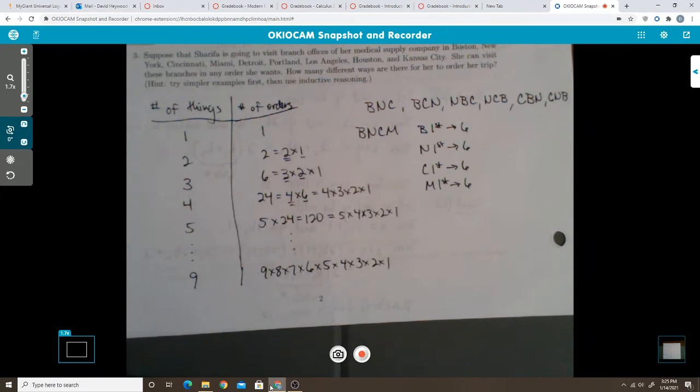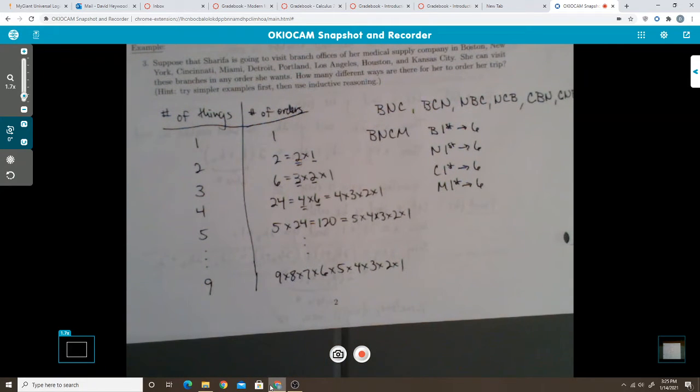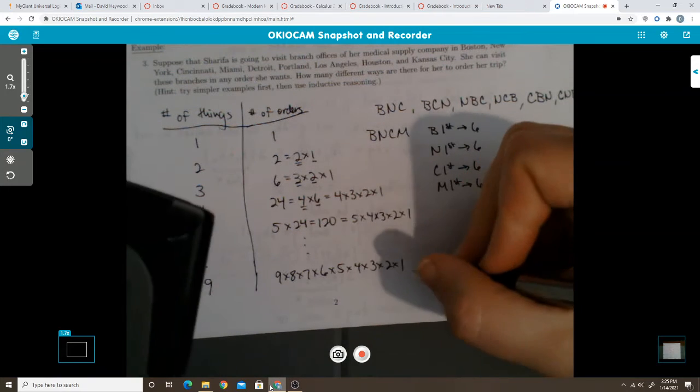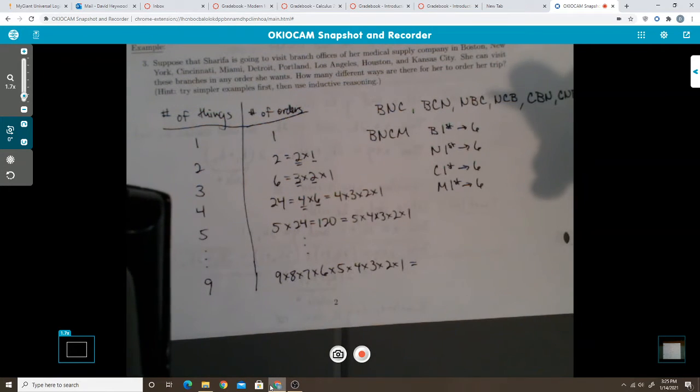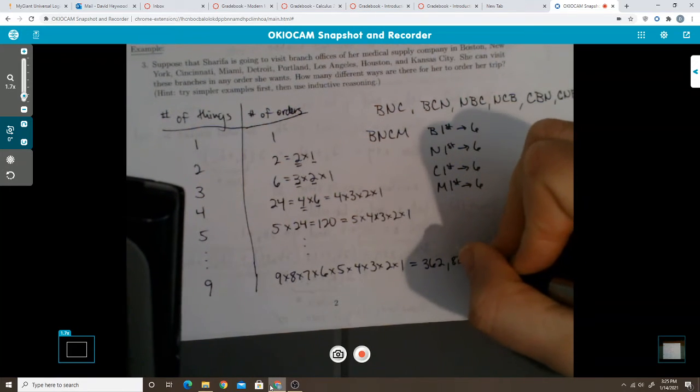And if you know anything about counting problems, then you know that this has a name. This is called the factorial. So if you know about factorials, then that's awesome. If you don't, that's okay too. So, but this is 9 times 8 times 7 times 6 times 5. Okay, so what do we get? It's 362,880.